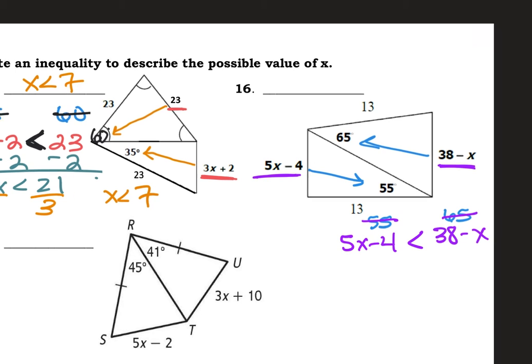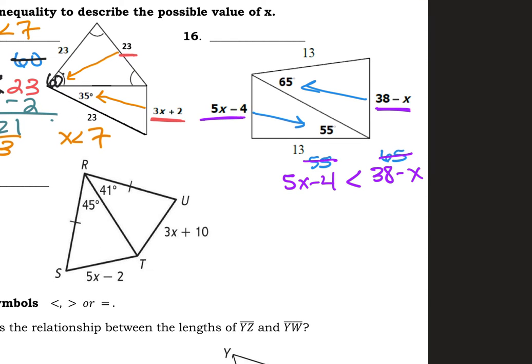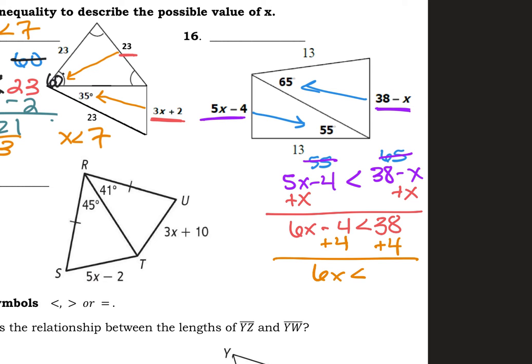Okay. From here, we're just going to solve. So what do we want to move over first? The x. All right. Let's add the x. 5x plus 1x is 6x. And you're solving as if that was an equal sign, right? So what are we going to do with the 4? Add the 4. What's 38 plus 4? 42. Good. What would the last step be? Divide by 6, and x has to be less than 7. X is going to be less than 7.